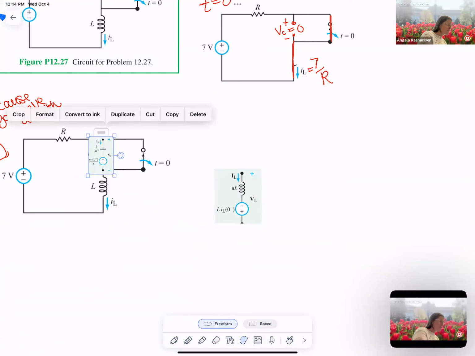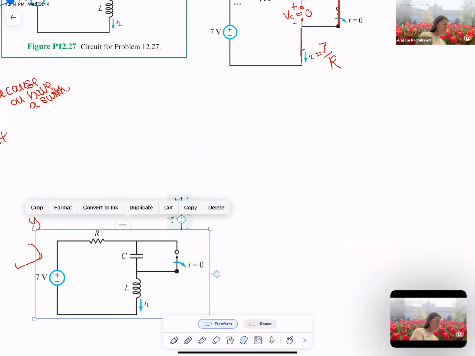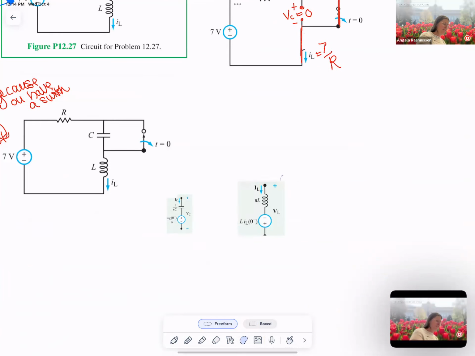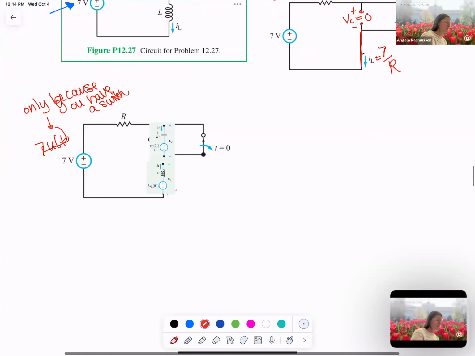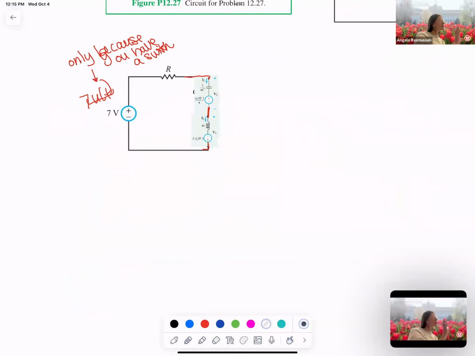The capacitor's on top, and the inductor is underneath. Oops. There we go. And then this will be the circuit that you actually solve. And then this one will be open. So now solve this in the S domain using whatever technique you want, and your goal is to find IL of T. Once you find it in the S domain, then you can change back to the time domain.